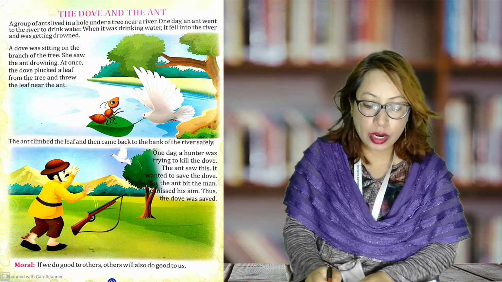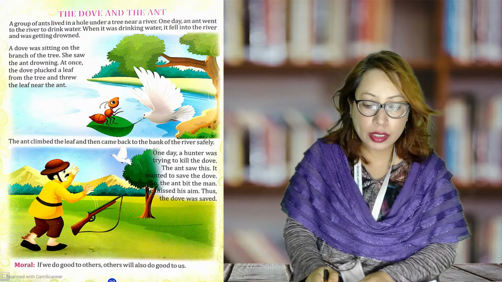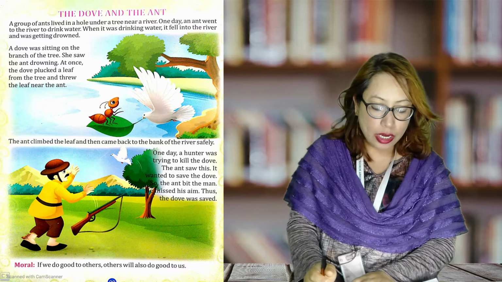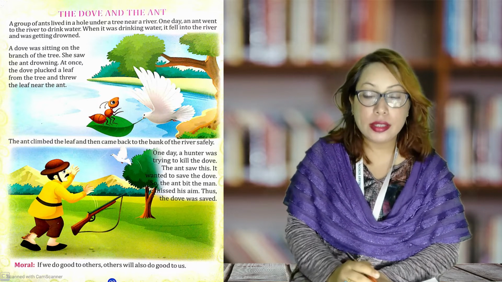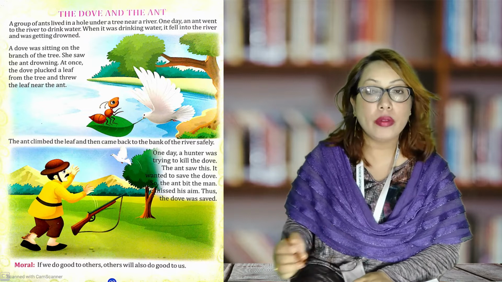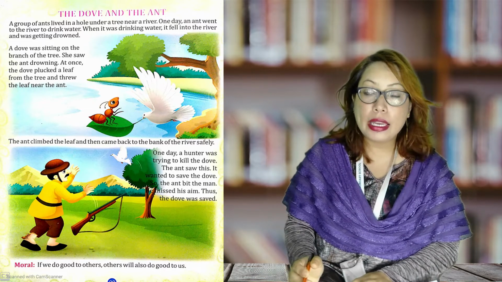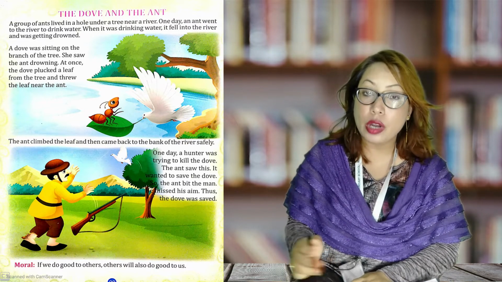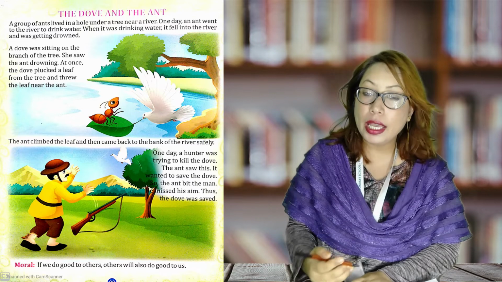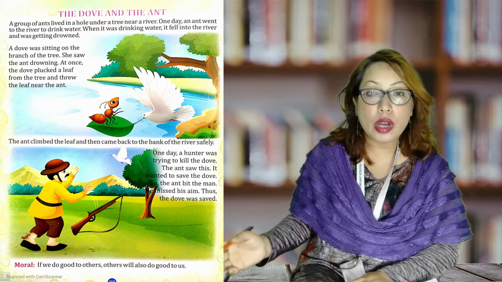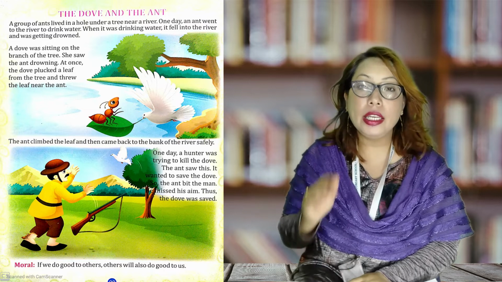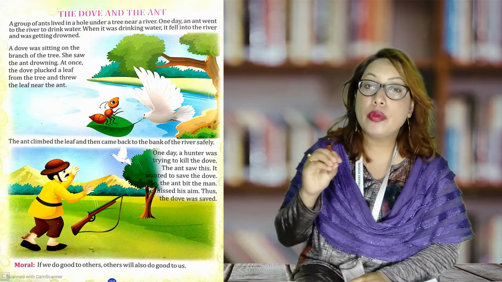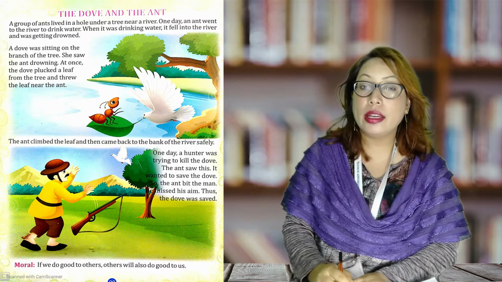So next, see here, at once the dove plucked a leaf from the tree and threw the leaf near the ant. Now here the main theme which we can see is that the story is revolving around a dove and an ant, right? And there is a problem when the dove saw the ant drowning. It is helping the ant and saving the ant from drowning in the river. Then in each and every story, students, you will find a problem.